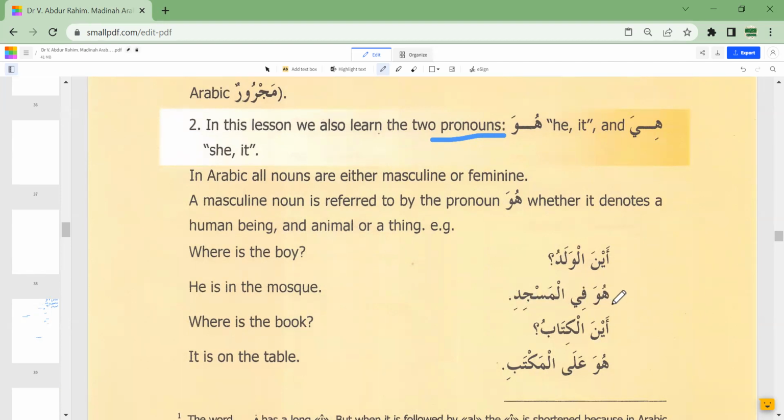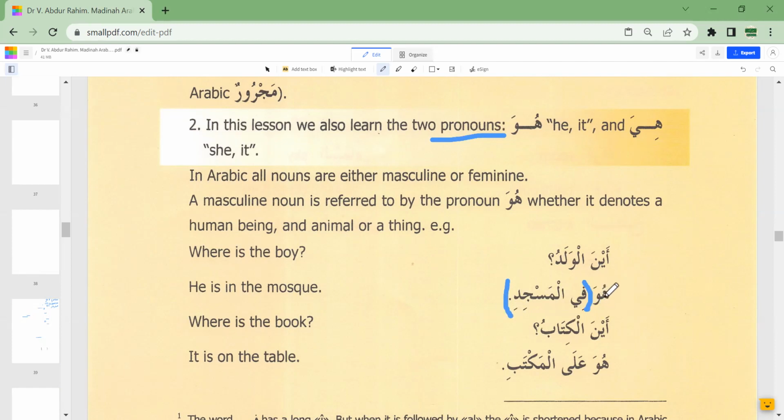And this sentence, by the way, is a jumla. Sentences are jumla. What are the two parts of a jumla? Does anyone know the two parts of a jumla? Mubtada and khabar. Yes. So in this sentence, can you tell me what is the mubtada and what is the khabar? Yes, huwa is mubtada. Fil masjidi is khabar. That's right.